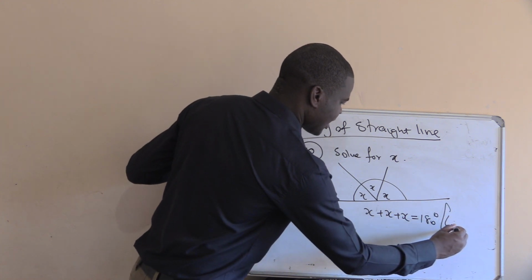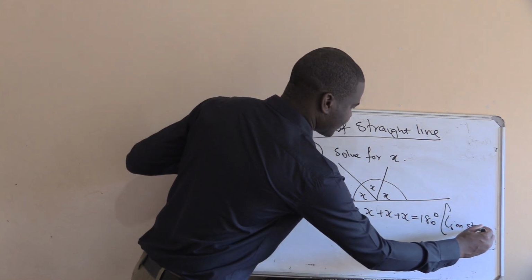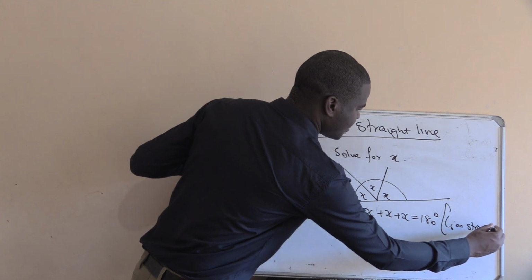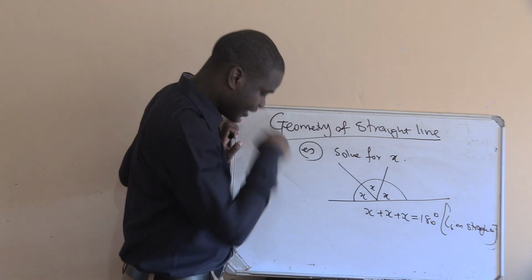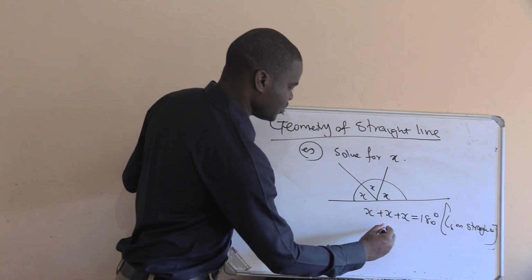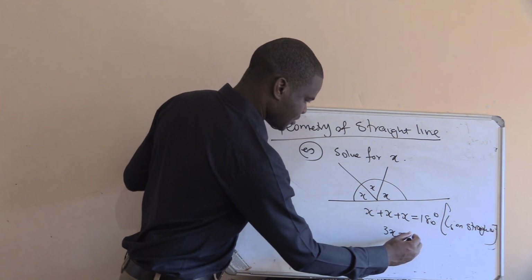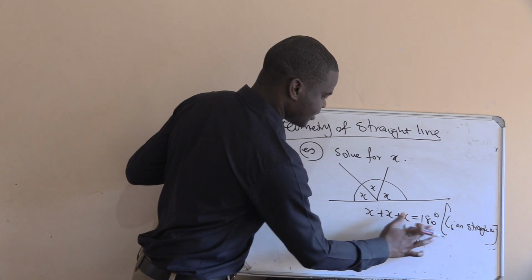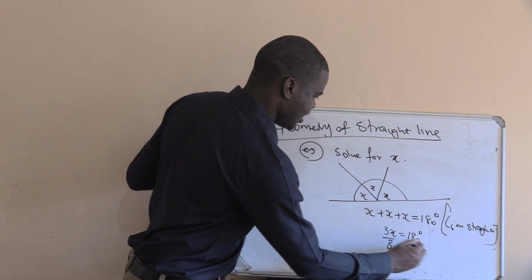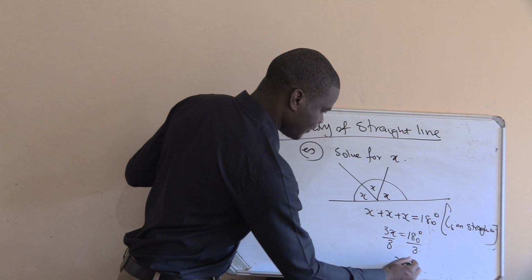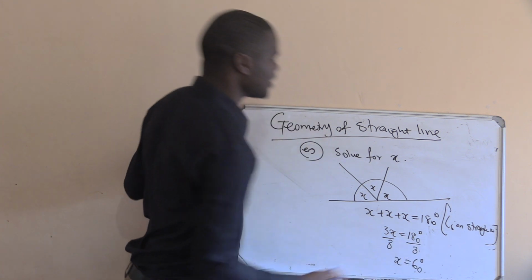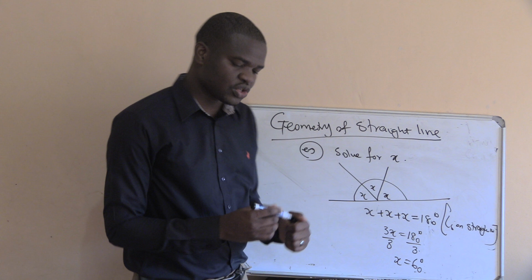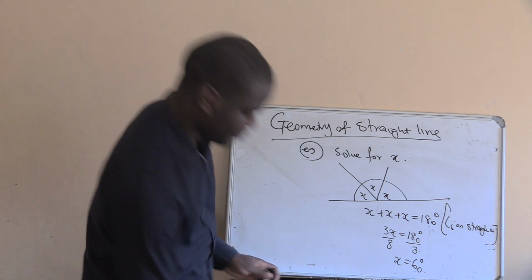The reason, angles on a straight line. Alright, therefore, x plus x plus x, you are going to get what? 3x is equal to 180 degrees. Therefore, remember the reason you already wrote, you are going to divide everything by 3. What is the value of x? 60 degrees. Don't forget, this is how we solve angles on a straight line.